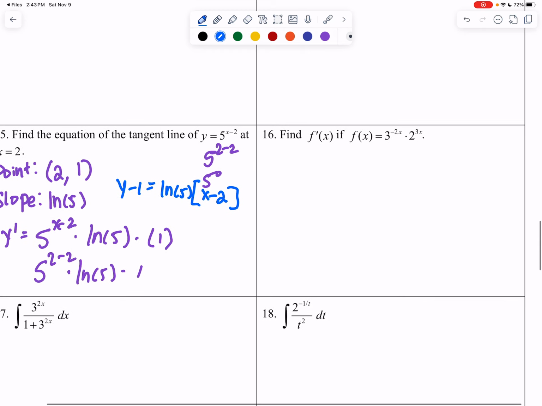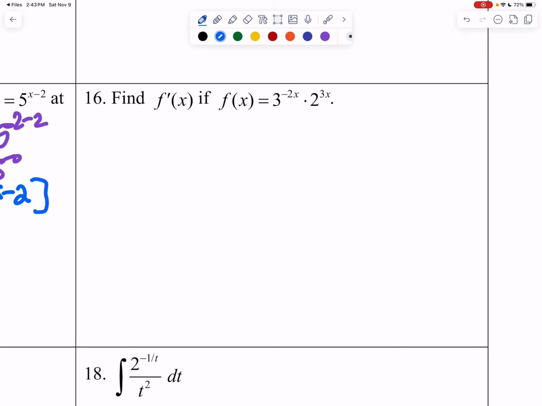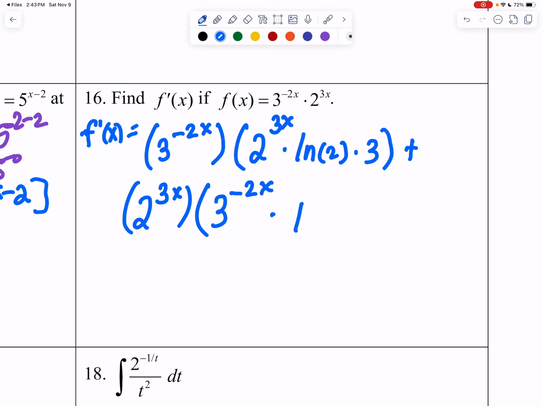16, you are going to use a product. So we have, let me write that, we have first times the derivative of the second plus second times the derivative of the first. And that would be your lovely derivative there. Lots of fun.